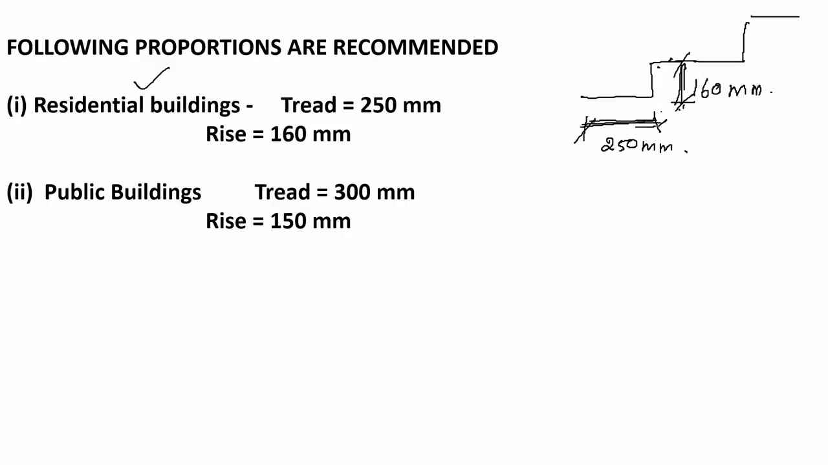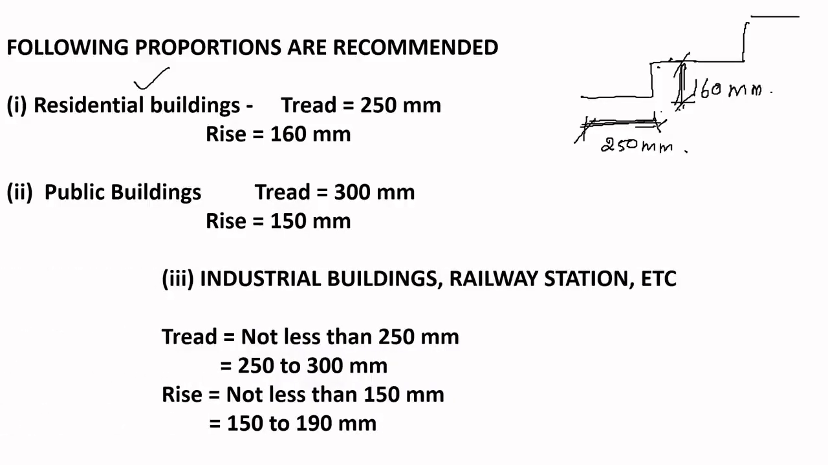For public buildings, the tread can be taken as 300 mm and the rise as 150 mm. For industrial buildings, railway stations, etc., the tread should not be less than 250 mm. It can go up to 300 mm, so 250 to 300 mm, and the rise not less than 150 mm. You can take from 150 to 190 mm for railway stations, industrial buildings, etc.